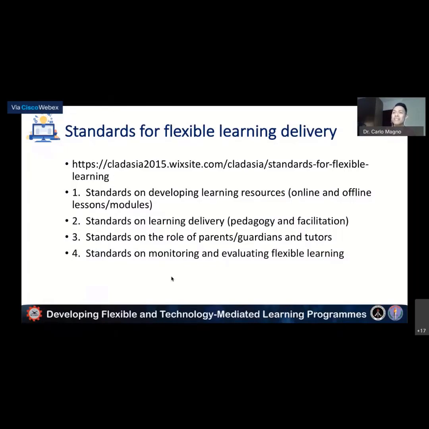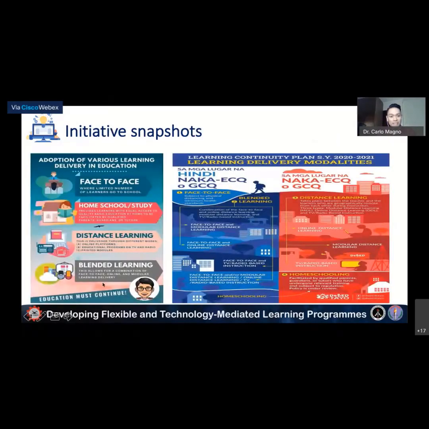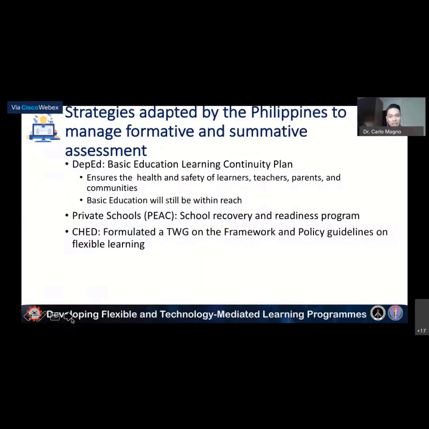It's very important also that we clarify the specific roles of the parents, guardians, tutors, and the teacher when it comes to the delivery of flexible learning in various places where the learner is. And it's very important later on to look at data and information to see whether we're actually delivering quality standard learning through monitoring and evaluation. Now, in the Philippine setting, these are some of the initiatives that are done on flexible learning delivery. For the private schools, these are some of the plans, and for the higher education institutions.